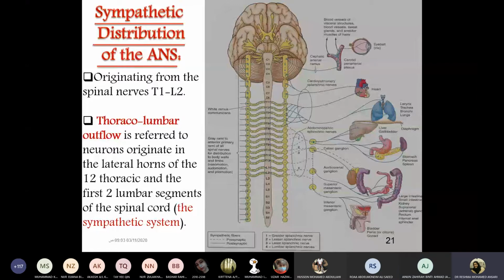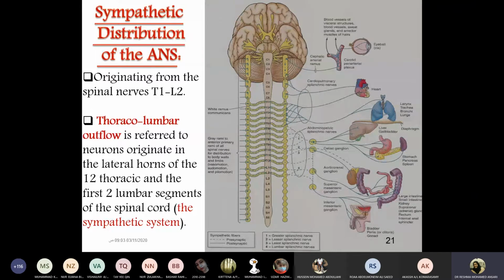Okay, so coming to the sympathetic distribution of the autonomic nervous system, they come from the spinal nerves T1 to L2. In the spinal cord, we talked about the gray matter and white matter. In the gray matter of the spinal cord, from the thoracic segment T1 to the lumbar segment L2, there is an extra horn. We call it the lateral horn. From that lateral horn, you have a collection of cell bodies. They will give rise to the sympathetic nervous system. So this sympathetic nervous system is called the thoracolumbar outflow, meaning it comes from those segments.